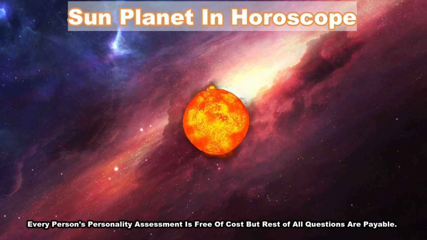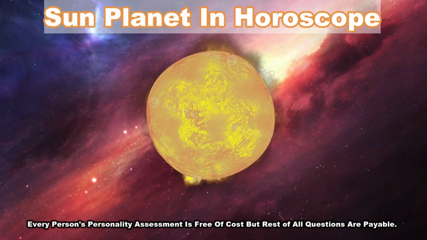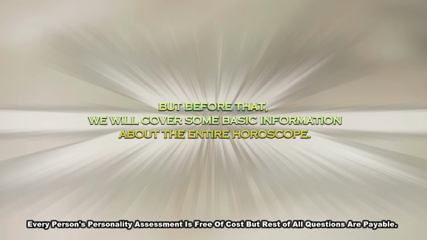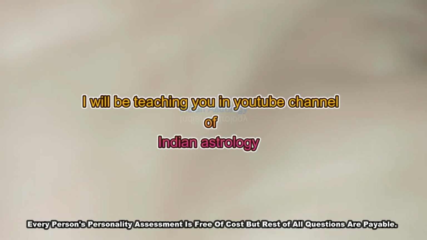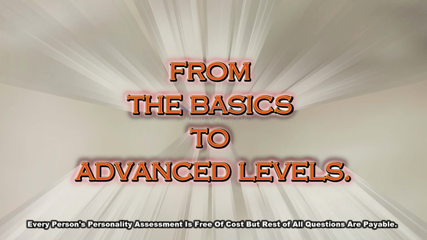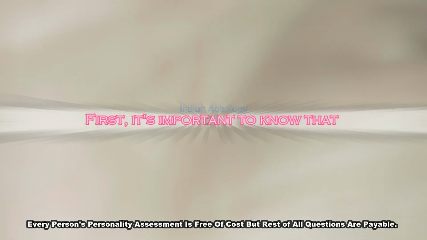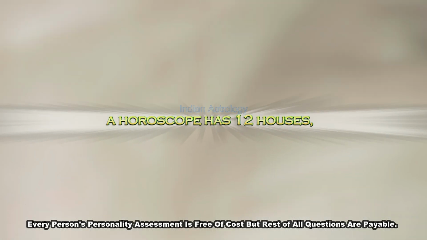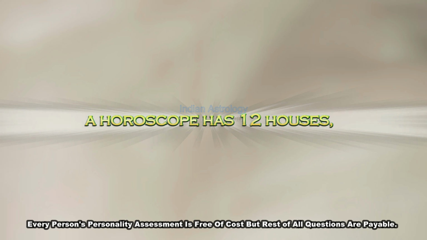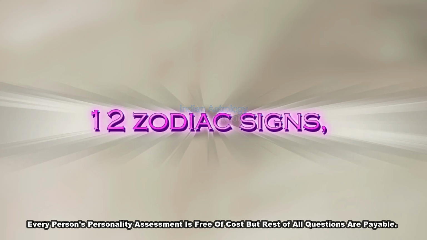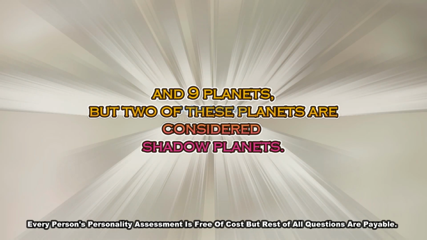Today we will discuss the Sun planet of the horoscope, but before that, we will cover some basic information about the entire horoscope. I will be teaching you on this YouTube channel of Indian Astrology from the basics to advanced levels. First, it's important to know that the horoscope has 12 houses, 12 zodiac signs, and 9 planets, but 2 of these planets are considered shadow planets.